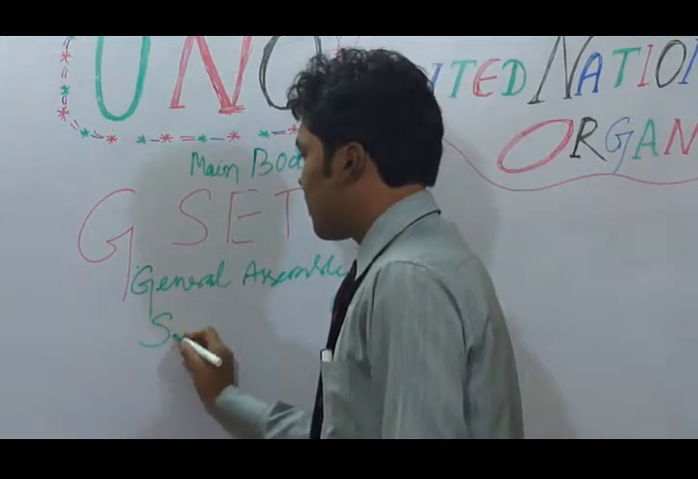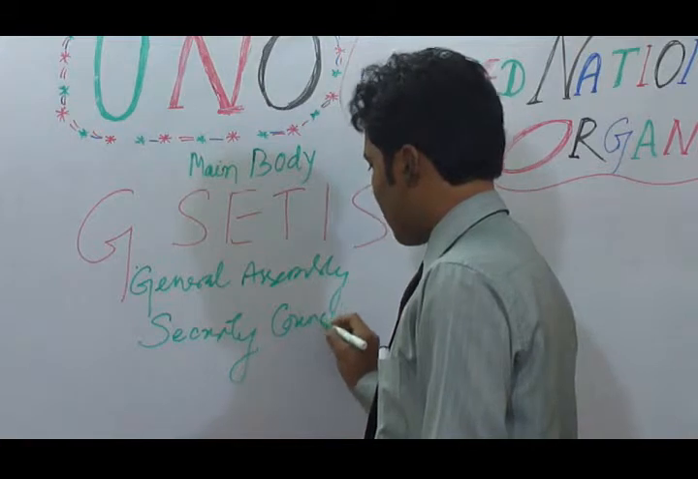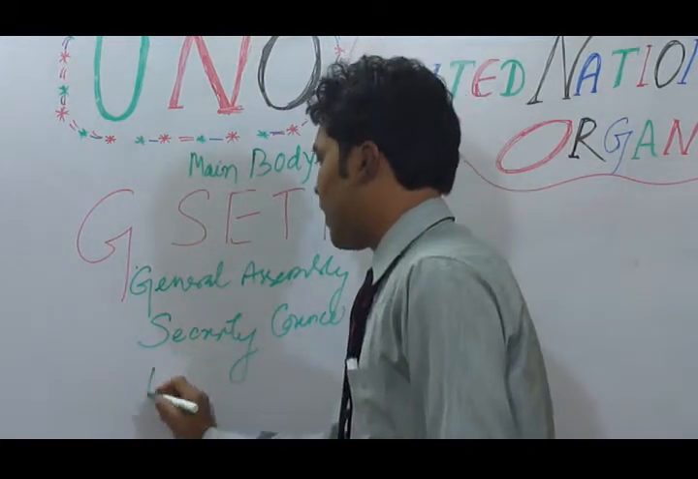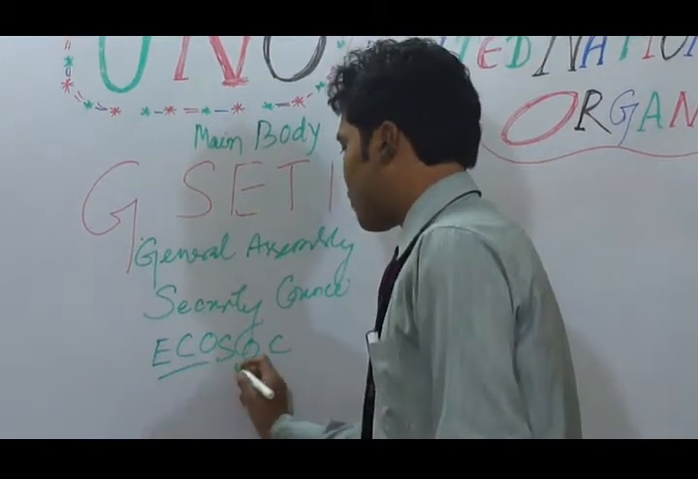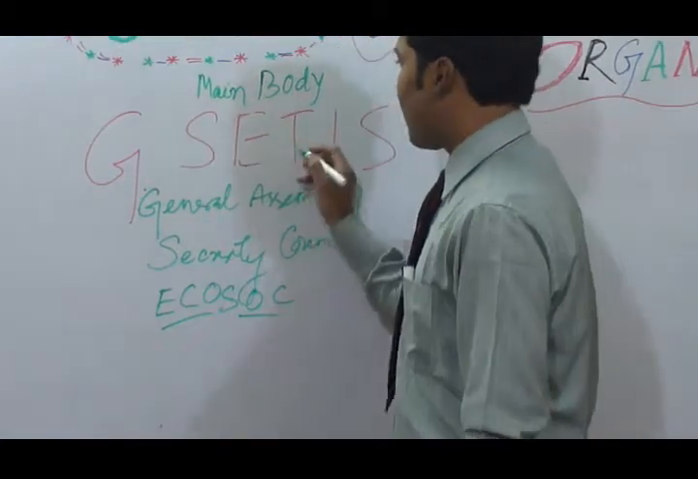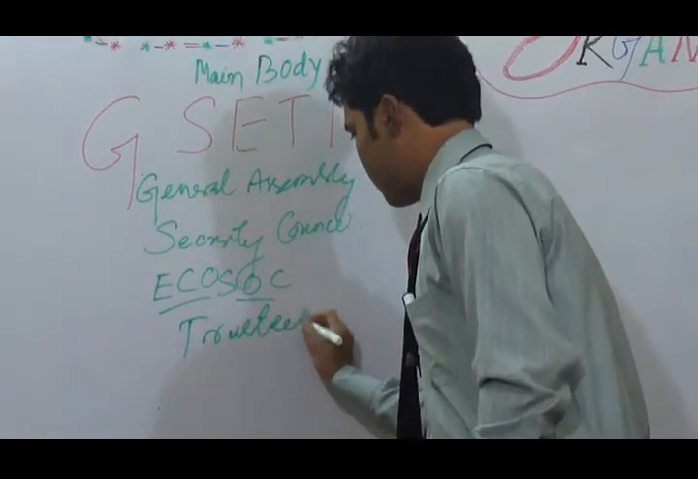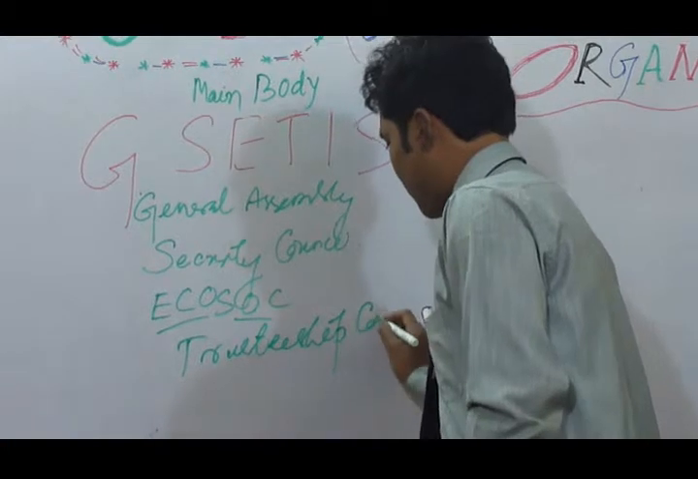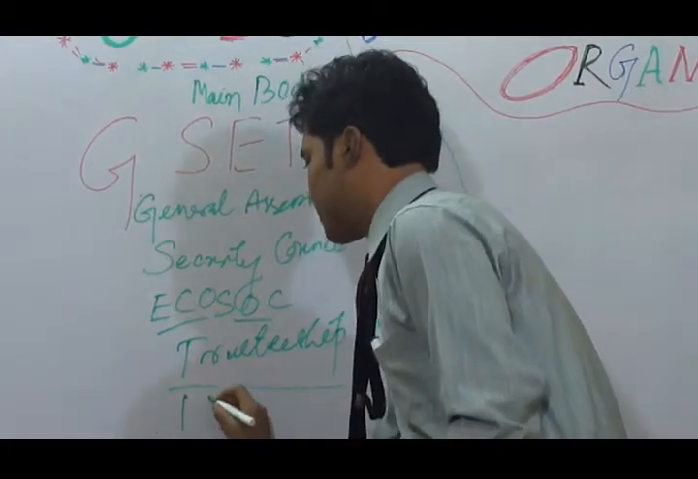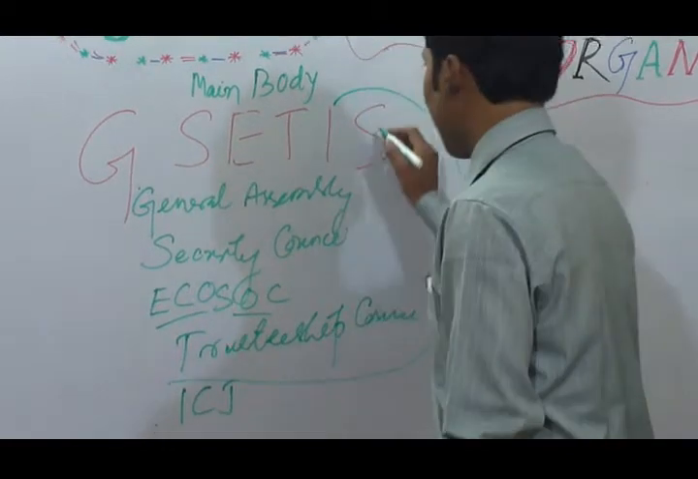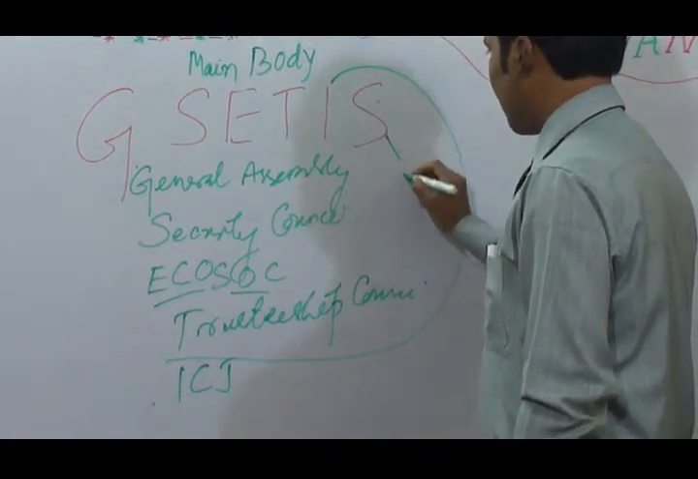S stands for Security Council. E stands for Economic Social Council, what we call ECOSOC, right? And T is your Trusteeship Council, and I is your International Court of Justice, and S is your Secretariat.